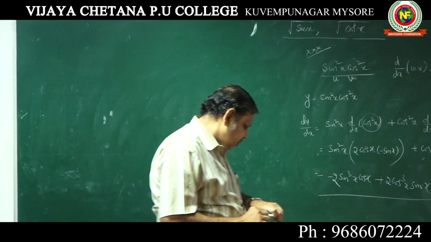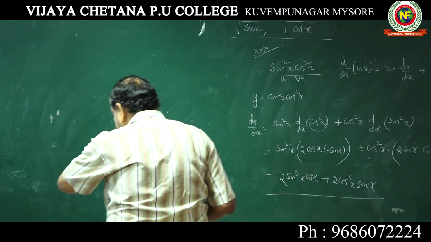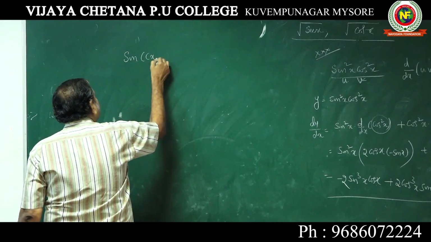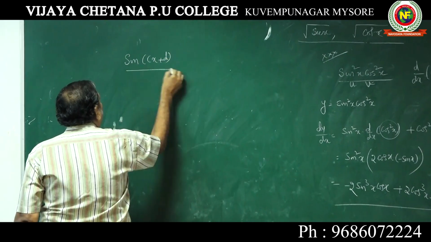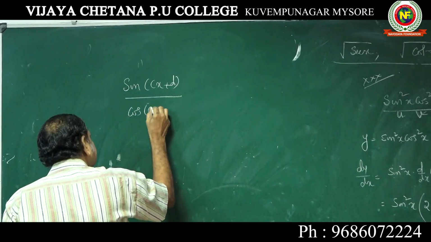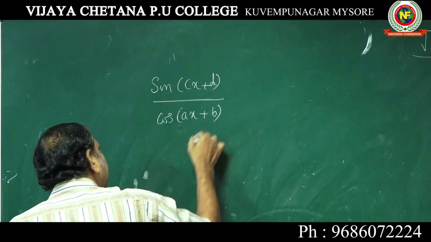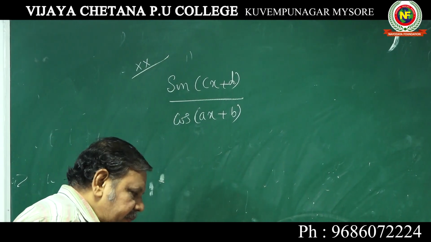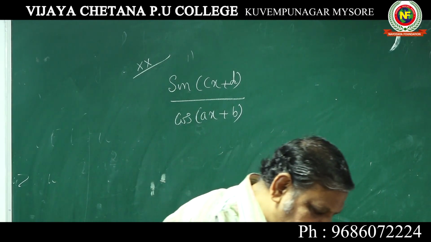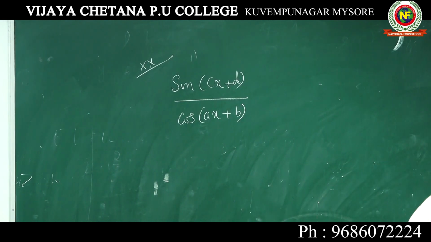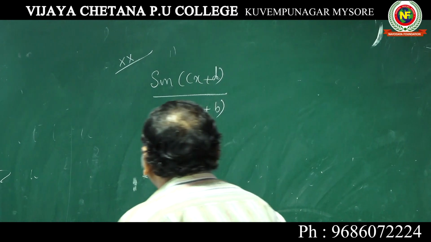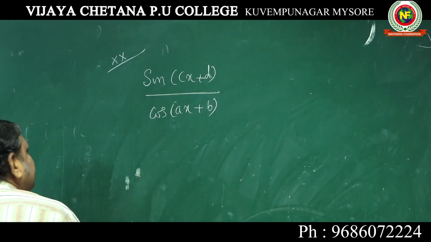Okay, now we shall take one more problem of the quotient rule, sin(cx + d) by cos(ax + b). This is an important problem given in your textbook. Anyway, we will do one problem and then we shall go to implicit functions. So now it is sin(cx + d) by cos(ax + b).